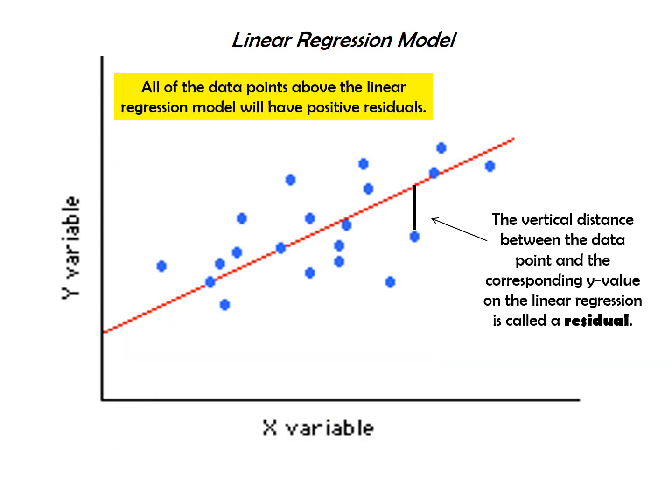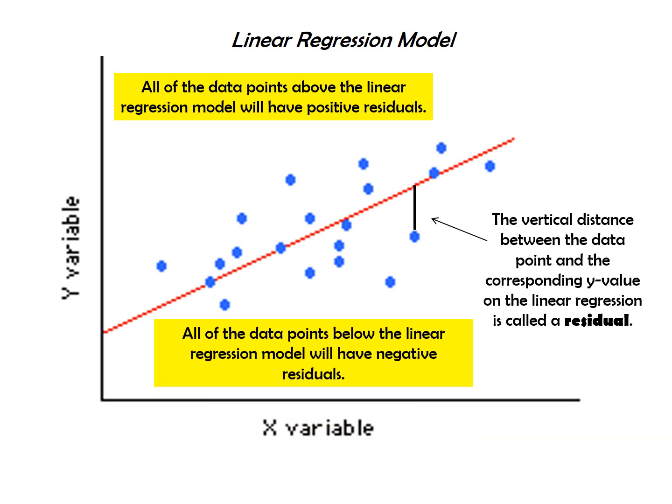All of these data points that are above the line of best fit would have positive residuals, and all of the points that are below the line of best fit would have negative residuals because they have a negative distance. They're underneath the line of best fit. The ones above are positive because they're above the line of best fit.